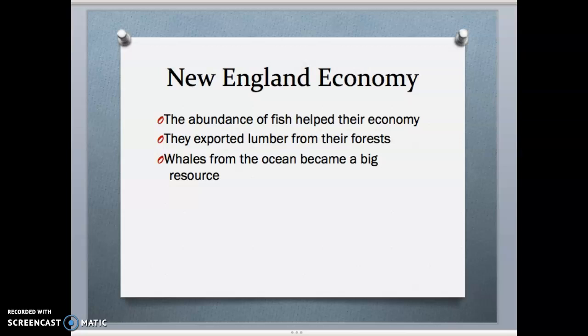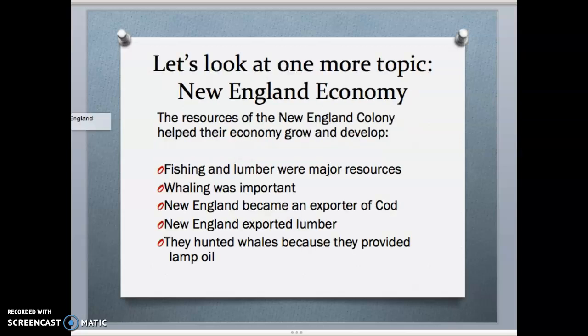Okay, so I took New England economy and I made it into 3 topics. The abundance of fish helped their economy. They exported lumber from their forests, and whales from the ocean became a big resource. Basically, if you'll notice, I broke it into fish, lumber, and whales. If I look back at my slide, fishing and lumber were major resources. That's pretty big. I could break that into 2 paragraphs. Whaling was important would probably be about as big as a paragraph about fishing or a paragraph about lumber. And all 3 of those are resources from that area that helped their economy grow and develop. So they all support my main idea.